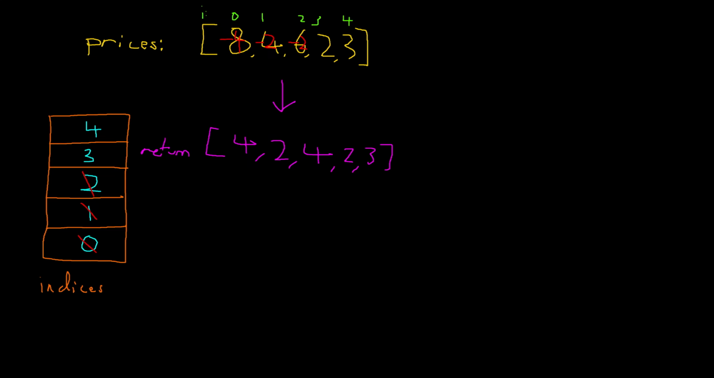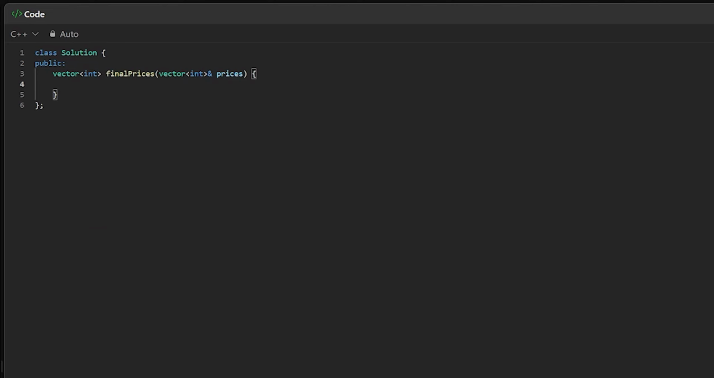This is the result. So let's just move on to LeetCode and I'll show you how we can code this solution up. So first what we want to do is just initialize our stack to keep track of indices of potential discounted prices. And we'll also just initialize a variable to keep track of the size of prices. So now what we want to do is just iterate over each element of prices.